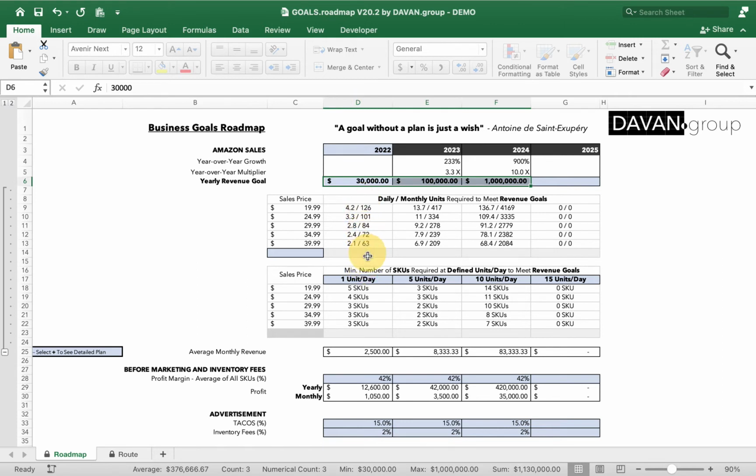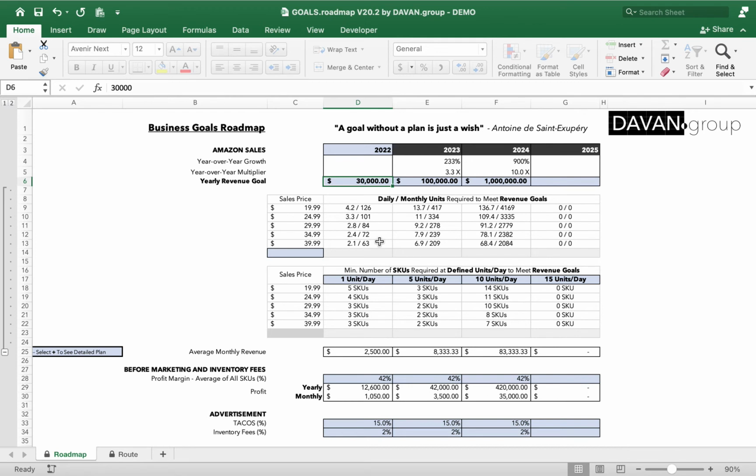Okay, this is going to be our first year. So we said if we want to make $30,000 a year, and if we sell our product at, let's say, $19.99, we would only have to sell 4 units a day or 126 units a month.